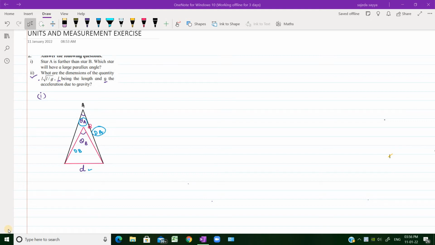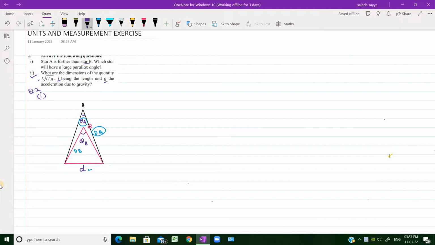The exercise problems of units and measurement, class 11th, subject physics. Question number 2, sub question 1. The first question says that a star A is farther than star B, which star will have a large parallax angle. So this is our question number 2, sub question 1.